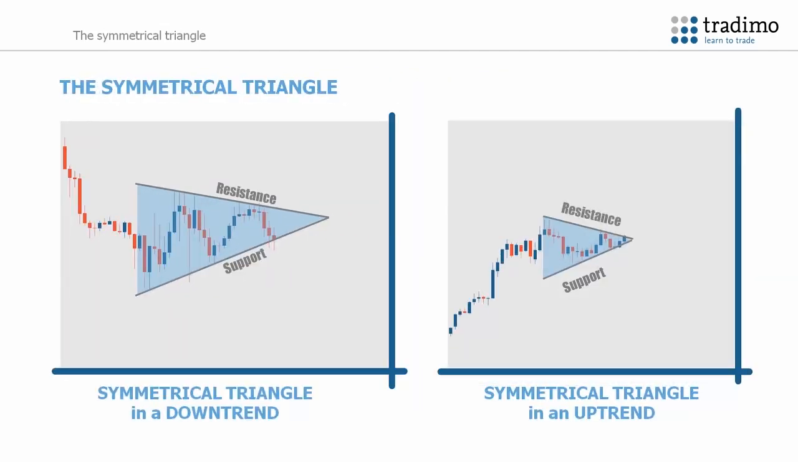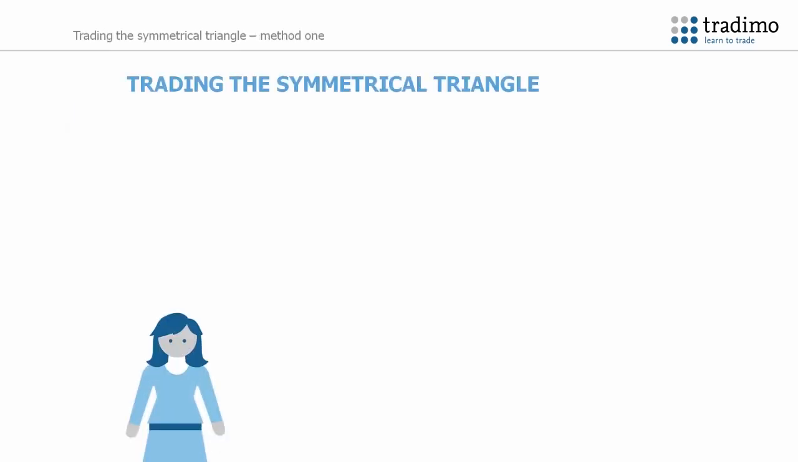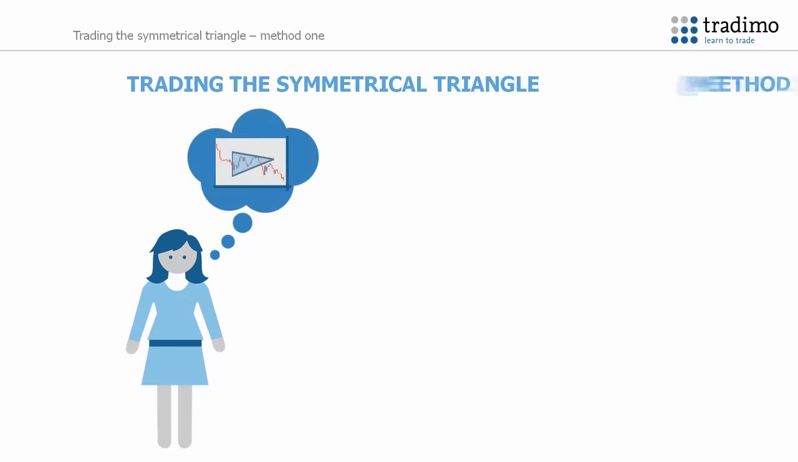The symmetrical triangle can be found in an uptrend or a downtrend. However, it does not indicate which direction the price will move, therefore you will need to be patient and wait for the price to break out of the triangle before considering a trade. Now that we know what the symmetrical triangle looks like, let us look at two ways of trading the pattern.